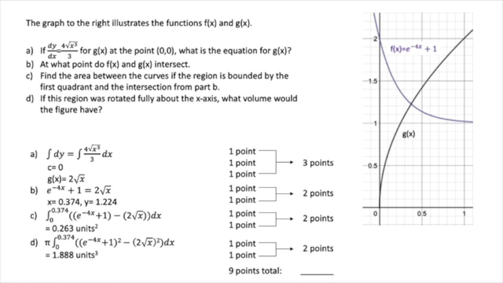And lastly, if it is rotated about the x-axis, what would the figure's volume be? Since it's rotated about the x-axis, you don't have to worry about the axis of rotation being different from anything. Just solve for it like a normal washer, rotating around this way. Simple enough, follow the equation: pi times the integral from 0 to 0.374 of top function squared minus bottom function squared dx. Solve for that. You should get 1.888 units cubed. 1 point for the setup, 1 point for the answer, for a total of 2 points.